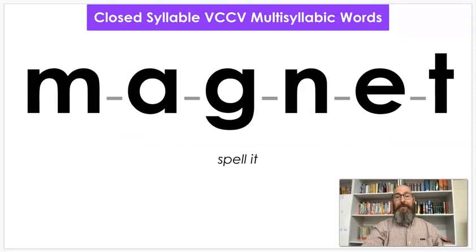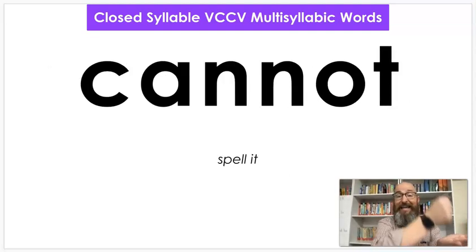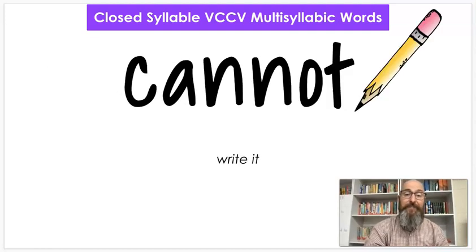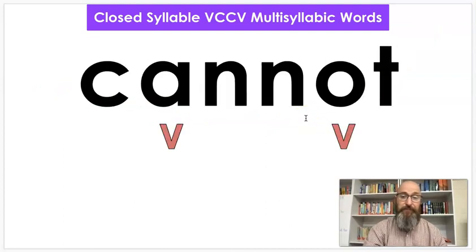Spell it. Oop, I messed up. Let's spell it. C-A-N-N-O-T. Cannot. Write it. Of course, I'm out of space. I apologize. I'll write it. I'll say the letters. C-A-N-N-O-T. Once you've written it, we're going to break it apart. Do you remember the first things we label? The vowels, that's right. And I have a vowel here, an A and an O, so I'm going to label both of those.